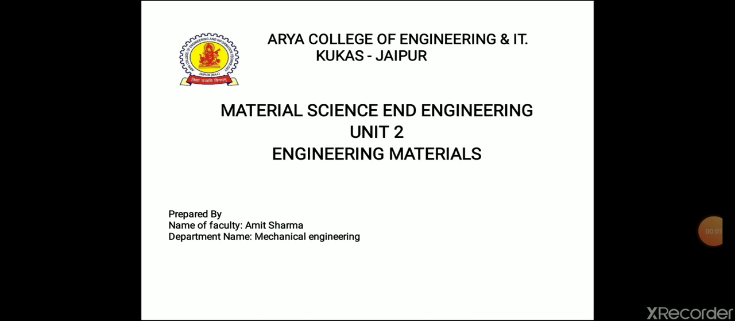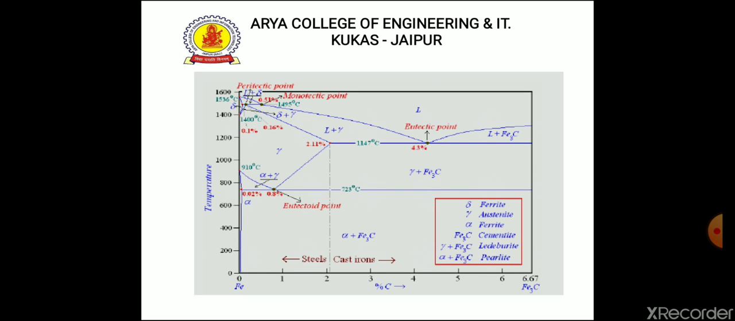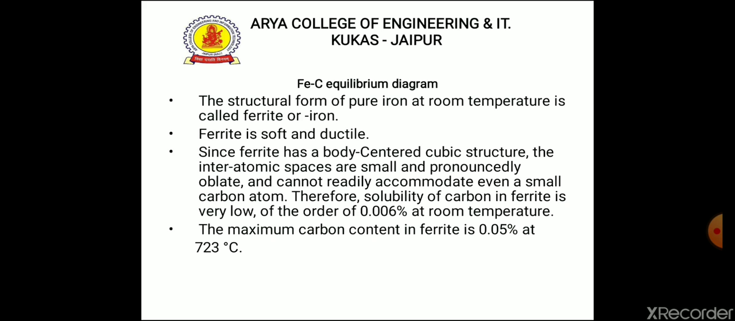Now again in Material Science and Engineering, Unit 2, Engineering Materials. Our today's topic is the iron-carbon equilibrium diagram. This is the diagram of the iron-carbon equilibrium diagram. It is also called the Fe-C equilibrium diagram or iron-carbon equilibrium diagram.